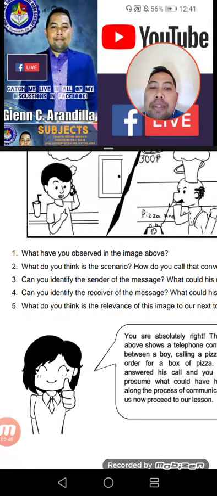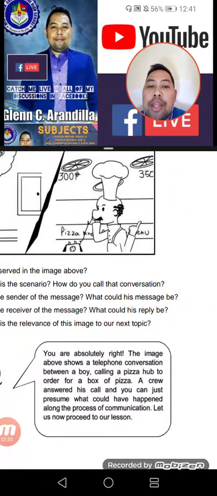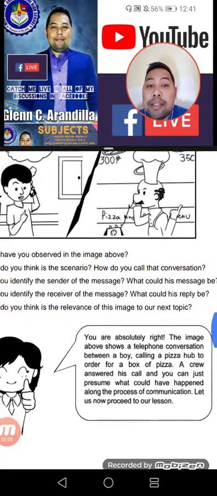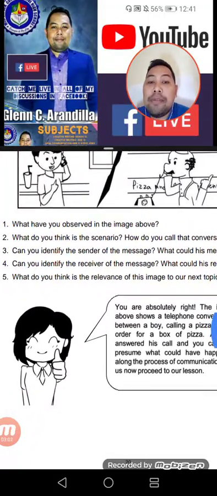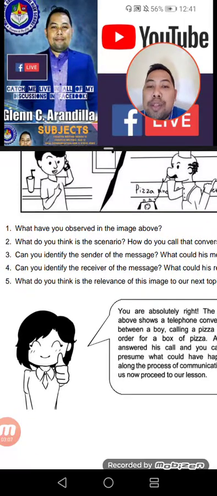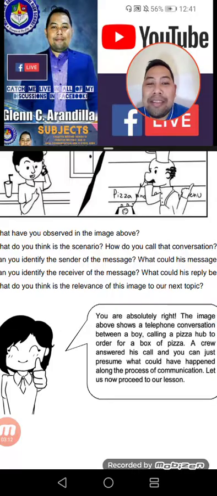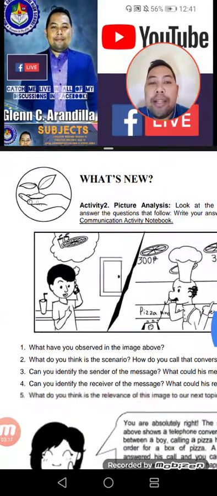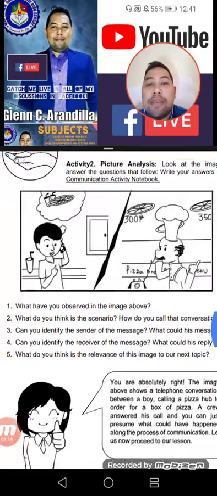What have you observed in the image above? What do you think is the scenario? What do you call that conversation? Can you identify the sender of the message? What could his message be? Can you identify the receiver of the message? What could his reply be? What do you think is the relevance of this message to the next topic? So this is going to be a picture analysis. So that's Activity 2.